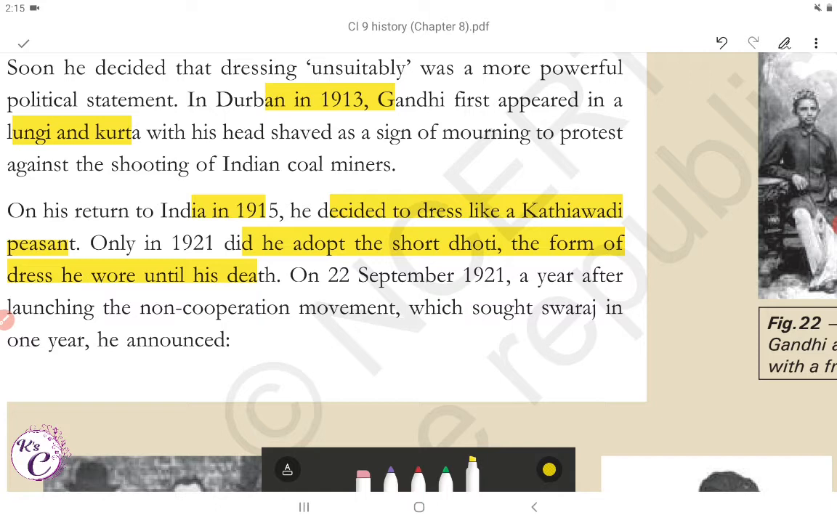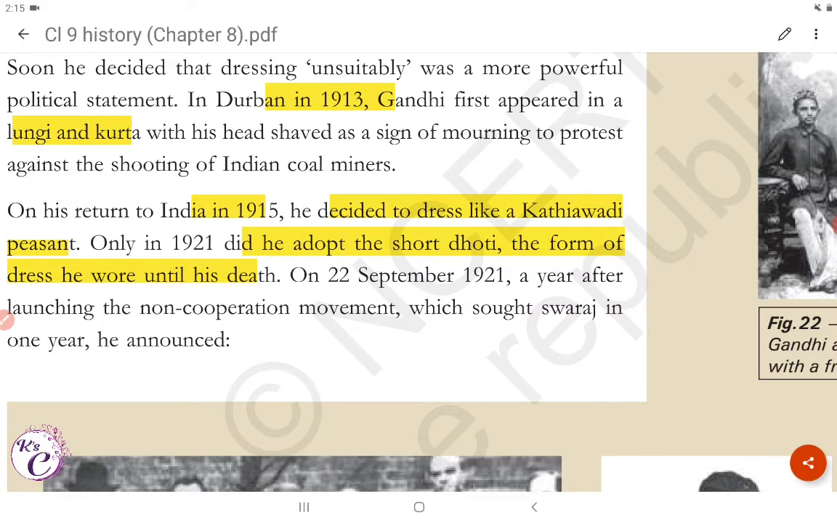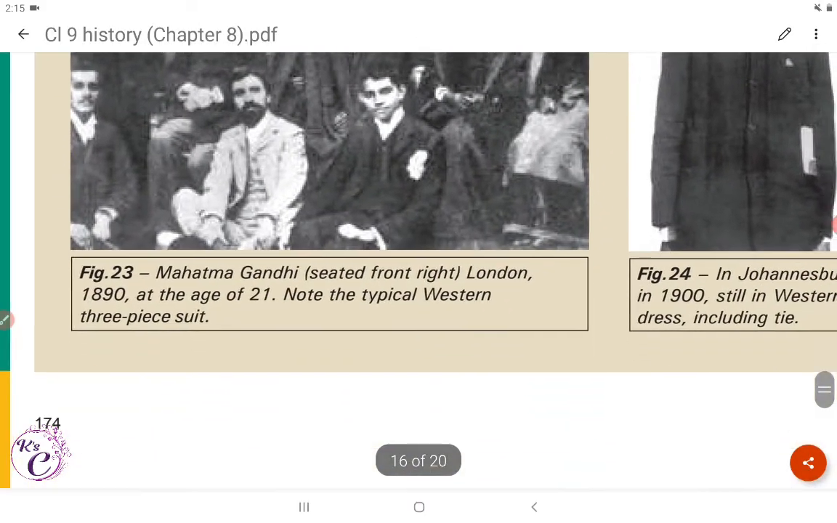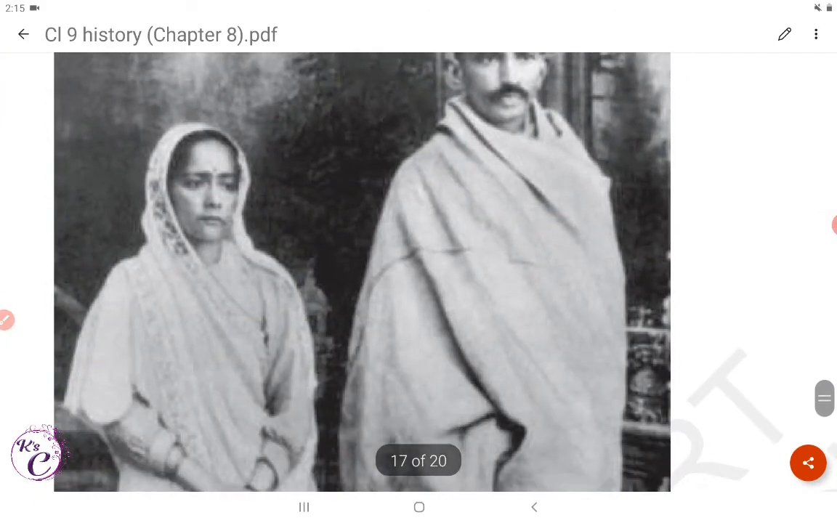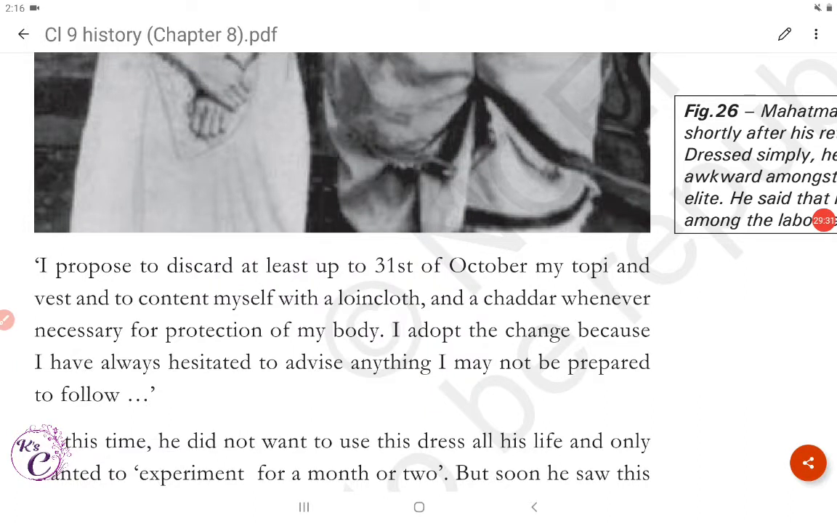On 22nd September 1921, a year after launching the non-cooperation movement, which sought Swaraj in 1 year, he announced: I propose to discard at least up to 31st of October my topi and vest, and to content myself with a loincloth and a chadar whenever necessary for protection of my body. I adopt the change because I have always hesitated to advise anything I may not be prepared to follow.